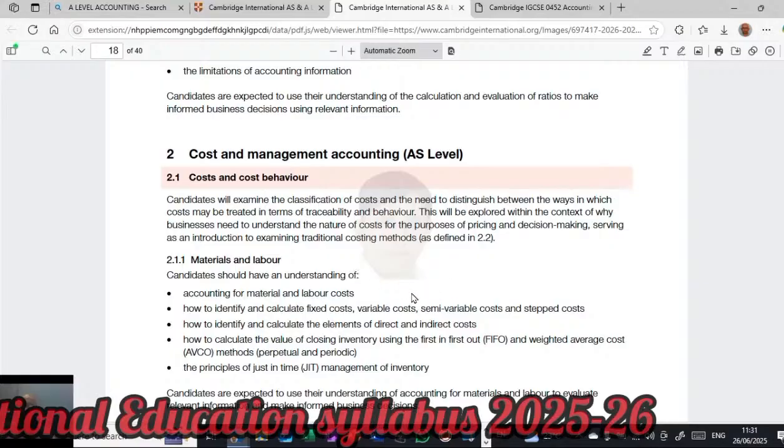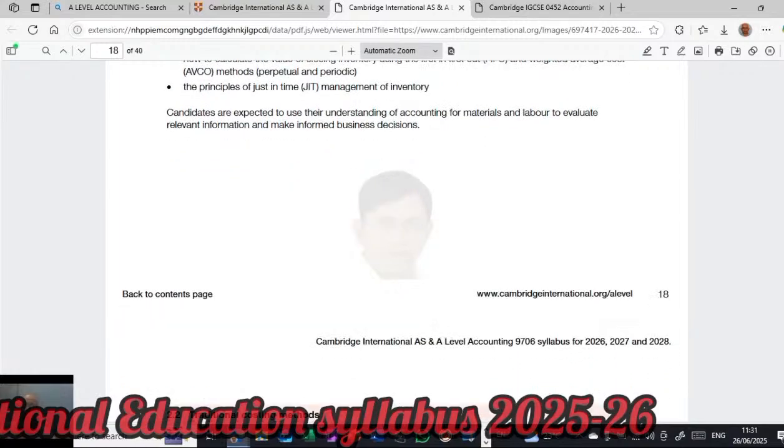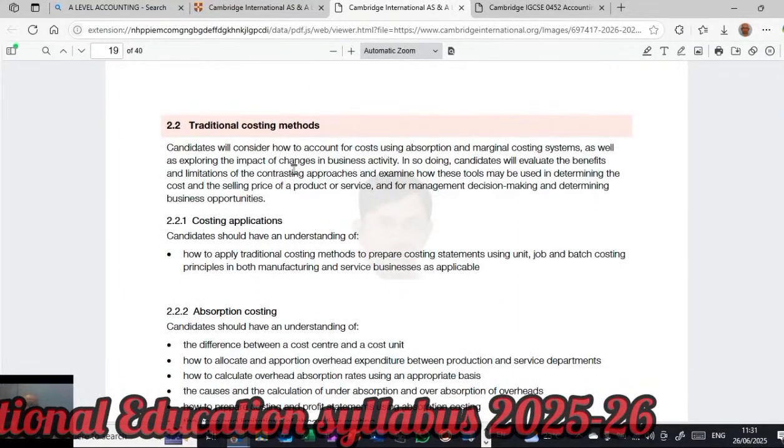When you cost material, what are the principles of just in time? Candidates are expected to have an understanding of accounting for materials and labor to evaluate relevant information. Here you will be learning material, labor, and overheads. Overheads is a different lesson. Candidates are learning contrasting approaches, and how to use costing methods in job costing.